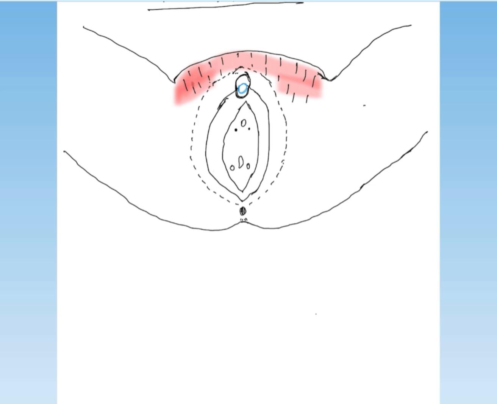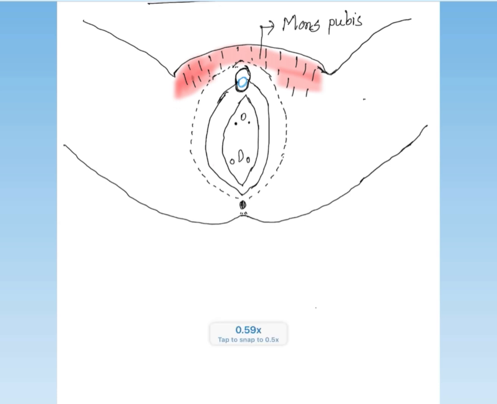So what will you remember from the Mons pubis? It is a fatty tissue. It is directly situated above the pubic bone, and when the female reaches the puberty stage, it is covered with pubic hair, and it acts as a cushion during intercourse.